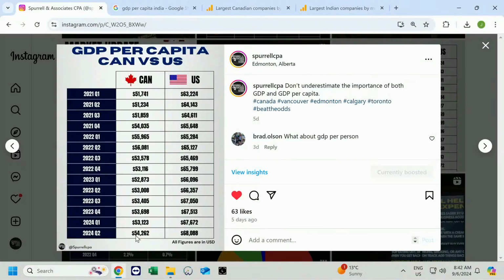Okay, forget about Canada and the U.S. in the first world, 54 and 68,000. People have to understand there's a bell curve. There are people at the extreme low end and the extreme high end. This is kind of the middle of the road. Right?